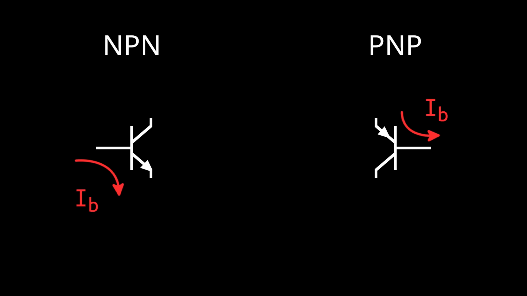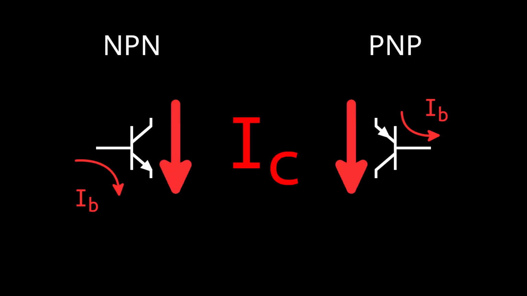In NPNs, the current will flow towards the emitter. In PNPs, current will flow from the emitter towards the base. This base emitter current will cause a much larger current to flow through the collector emitter path. You can also determine the direction of this flow by the arrow on the symbol.